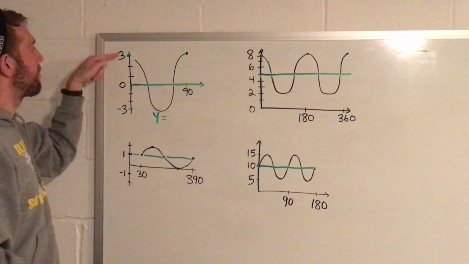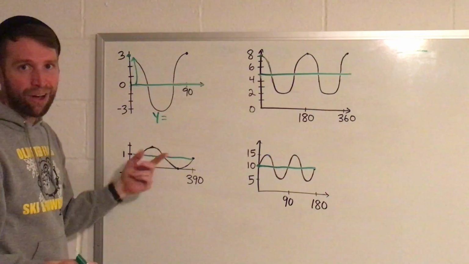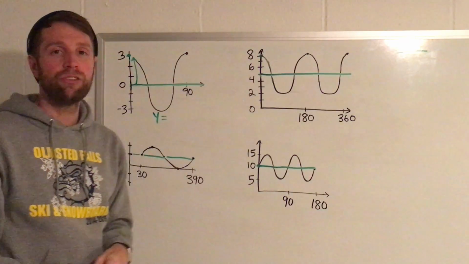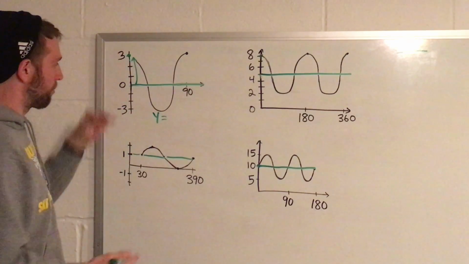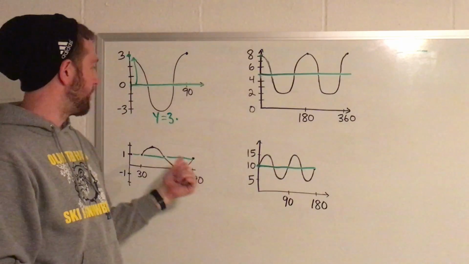From 0 it stretches up to 3. It also stretches down to -3, but it doesn't matter if it stretches up or down. We just know how much does it stretch, and that is 3. So it stretches 3 up or 3 down. We're going to have 3 times in our equation. That 3 is called the amplitude.